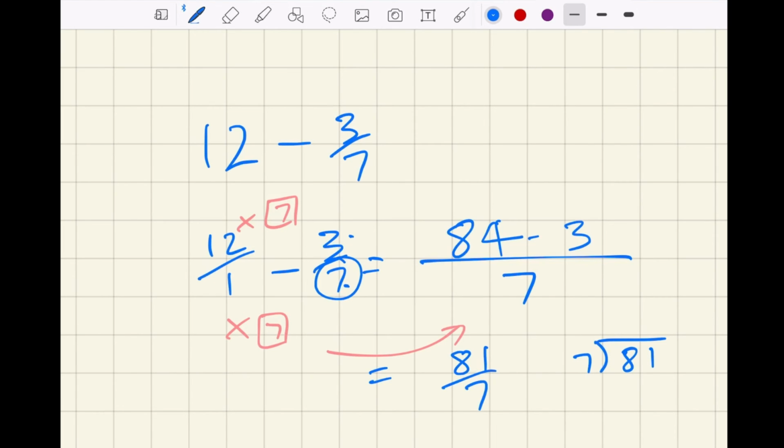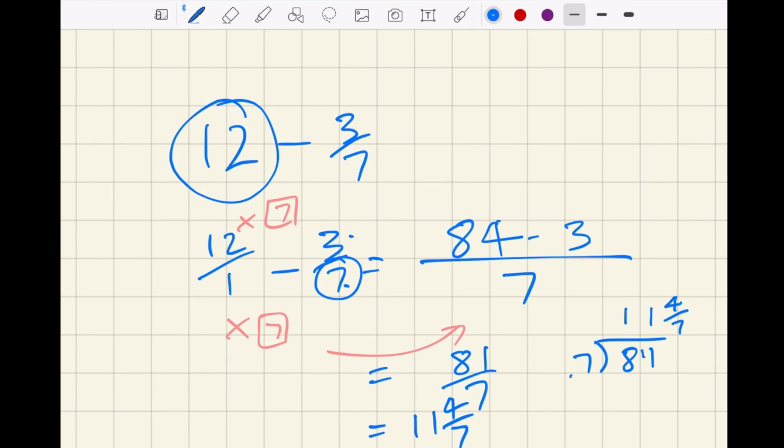7 into 8 goes once, with 1 left over. 7 into 11 also goes once. And what is the leftover? Well, 7 plus 4 is 11. So 4 is left over. And we express the remainder over this number here. So it's 11 and 4 over 7. So that's our final answer, 11 and 4/7. So with a good knowledge of division and understanding that when you have a whole number, you can express it as a fraction, which is just simply over 1, you can then do subtractions from whole numbers quite easily.